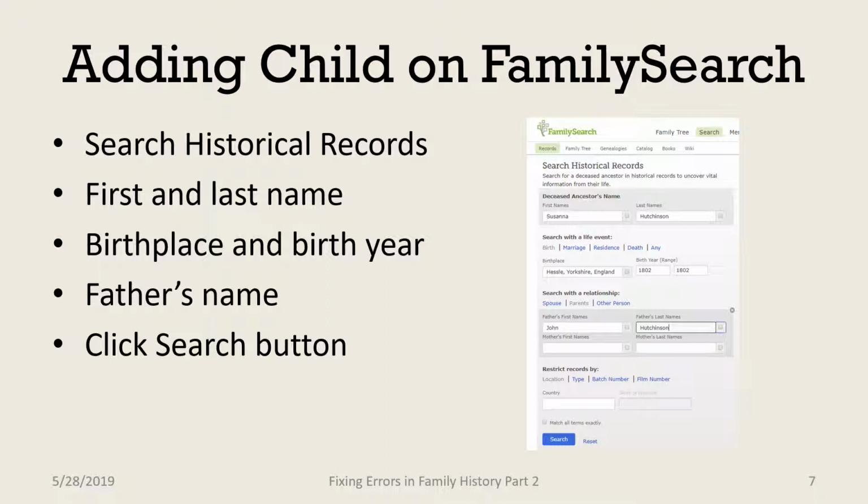So under the Search tab at the top, select Records. Type in Susanna Hutchinson in the first and last name fields. Add birthplace as Hessel, Yorkshire, England, and birth year of 1802. Select Parents and type in John Hutchinson in the father's first and last name fields. Then click the blue search button.